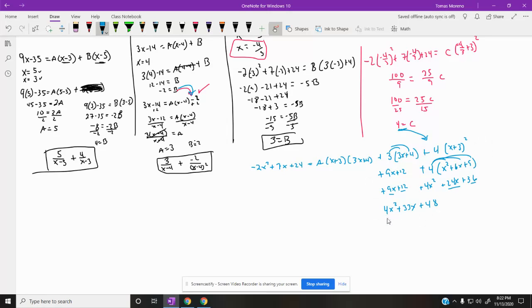So now I'm going to bring all of this to this side. So it's going to become a minus 4x squared, a minus 33x, and a minus 48. So this becomes negative 6x squared. This becomes negative 26x. This becomes negative 48. And we get all of this.